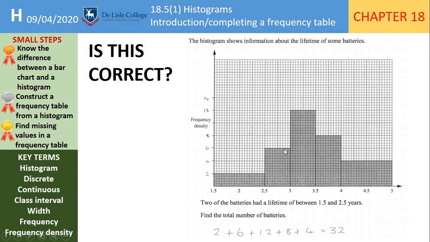Here's the error. The area for the next one, the number of batteries with a lifespan between 2.5 and 3, should be 0.5 multiplied by 6, which we know is 3. They've gone along and just read off the frequency density up the side for these answers, and that's incorrect for a histogram. Remember, the frequency has to be the area of the bar, and that's not what they've done correctly here.